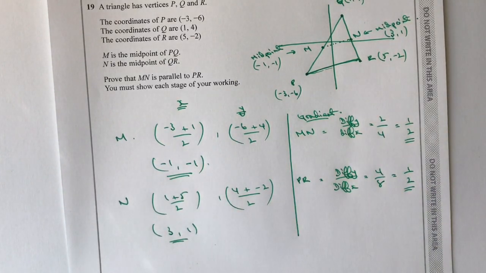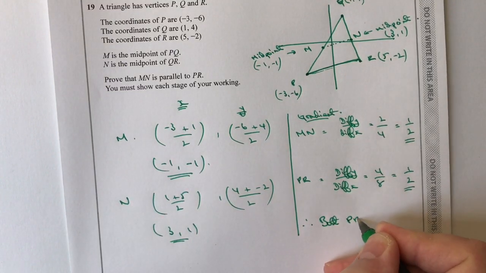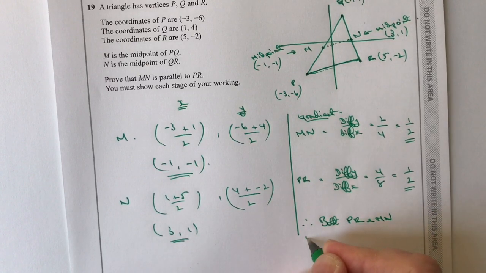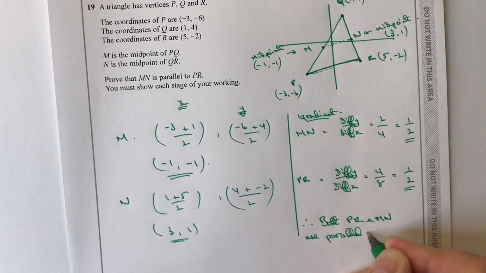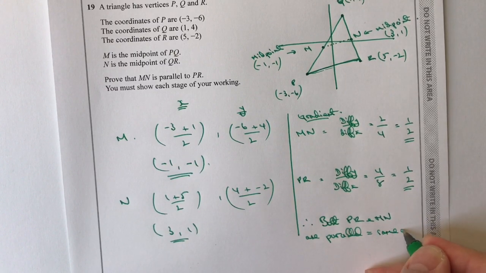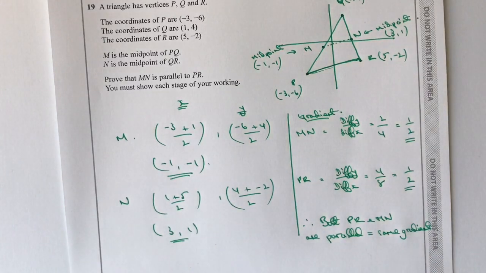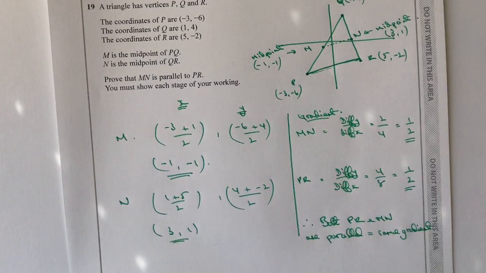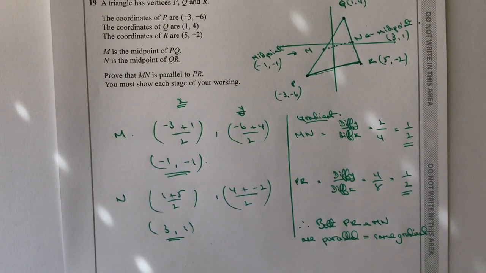So therefore both PR and MN are parallel. And if you want to put same gradients, that's perfectly fine. That would answer that particular question. I hope that's been useful to you. I think what we'll do is carry on and do question number 20, and then we'll stop the video, have a bit of a break, and then move on to the final part of this particular paper.